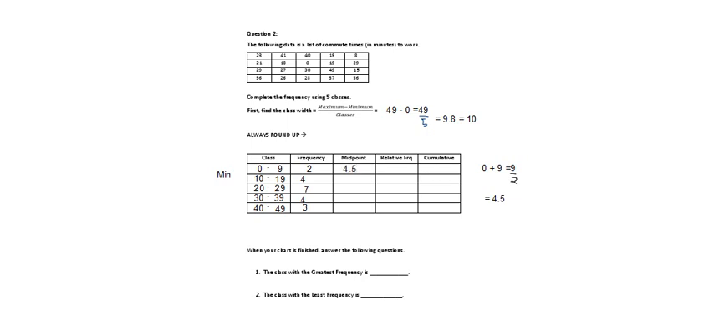But because our width was 10, I just want to keep adding 10 to that over and over again. So the next midpoint will be 14.5. Next, 24.5. Next, 34.5. And next, 44.5. All right, so that takes care of that.